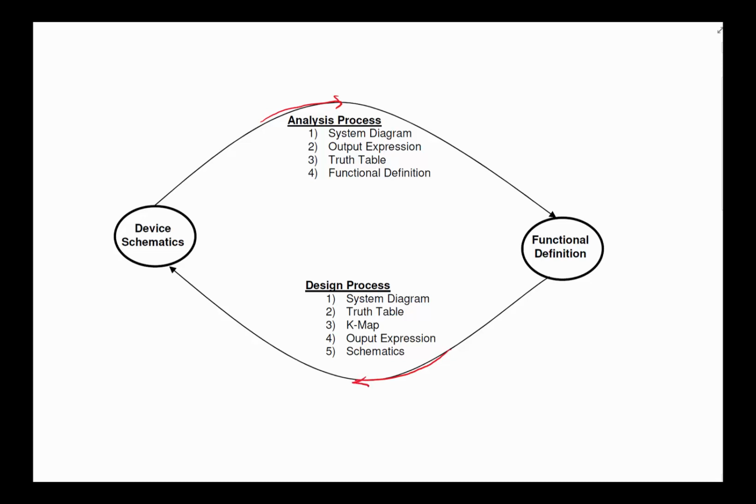Now, in the class environment, when we talk about design, we focus on taking the functional definition, the problem we want to solve, and turning it into a system diagram showing the inputs, the outputs, and the definition of the zeros. We draw the truth table. We use either a K-map or some other technique to minimize and write the output expressions, and then we use the output expressions to do the schematic.